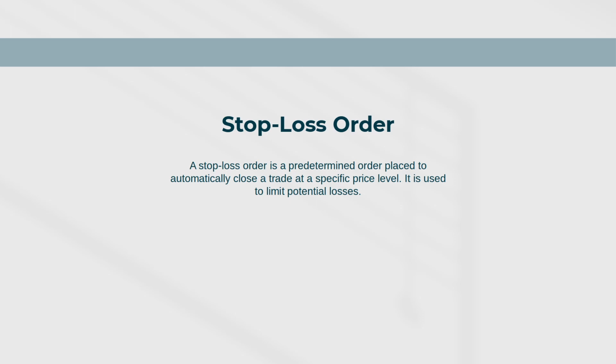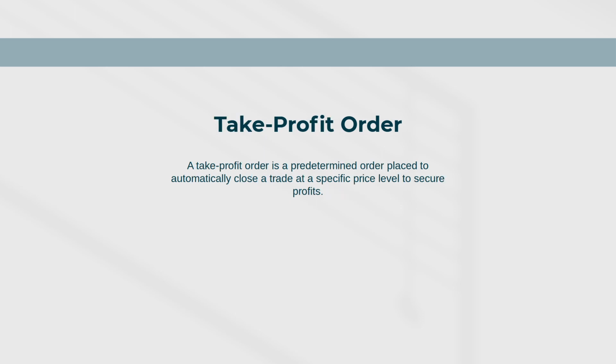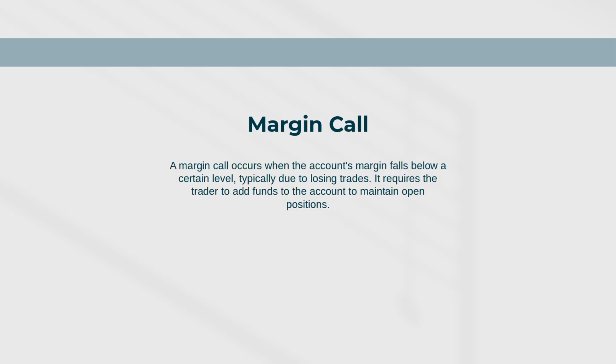Stop-loss order. A stop-loss order is a predetermined order placed to automatically close a trade at a specific price level. It is used to limit potential losses. Take-profit order. A take-profit order is a predetermined order placed to automatically close a trade at a specific price level to secure profits. Margin call. A margin call occurs when the account's margin falls below a certain level, typically due to losing trades. It requires the trader to add funds to the account to maintain open positions.